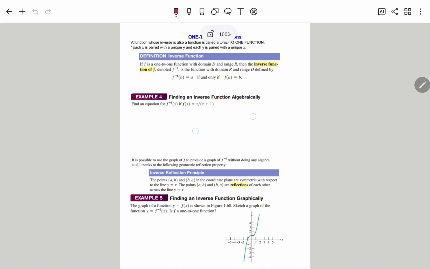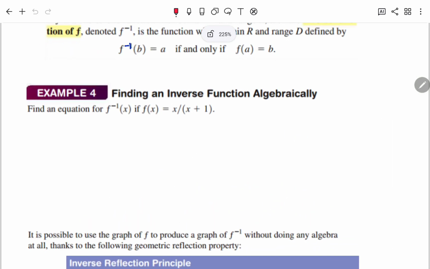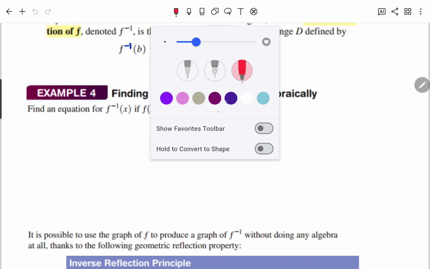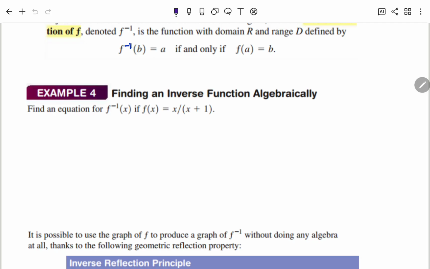Okay, let's look at this algebraically. Find an equation for f inverse of x, if f of x equals x over x plus 1. So first thing I'm going to do is rewrite this, because I hate that type of fraction sign. So I'm going to say f of x equals x over x plus 1.